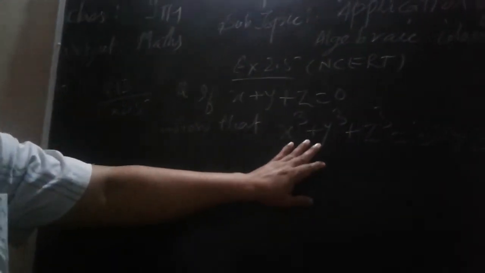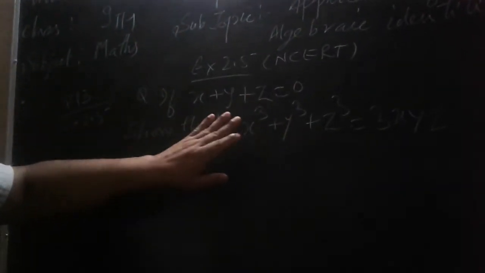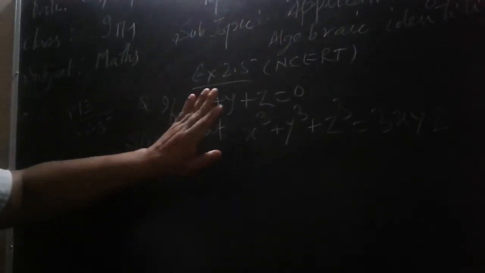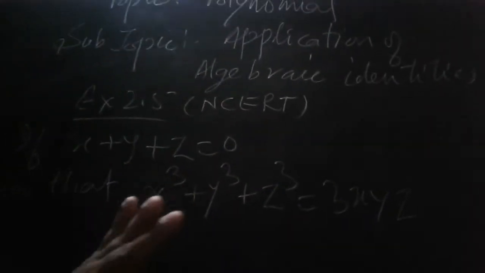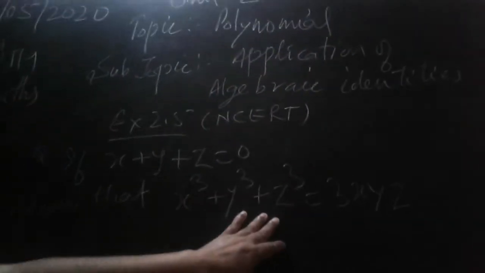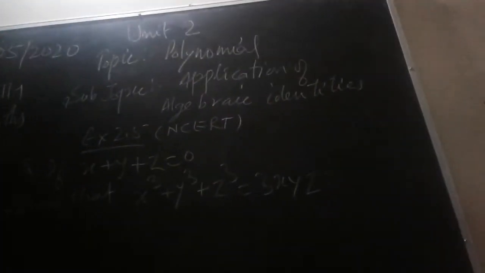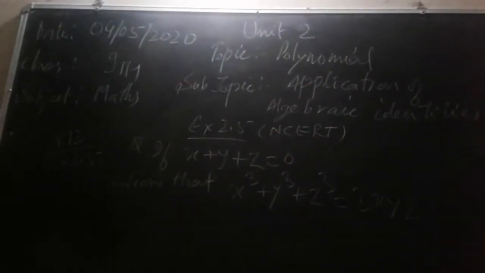If we have three numbers, one number is x, second number is y and third number is z, and their sum is 0, then the sum of their cubes will be equal to 3xyz. This must be learned, we have to remember it. So here we will show it, and it is also an algebraic identity. In the next question, we will use it.